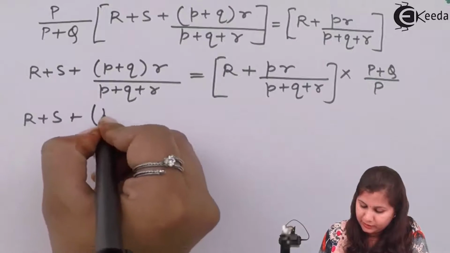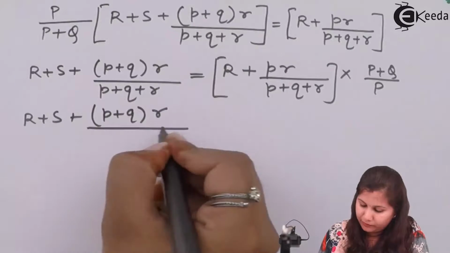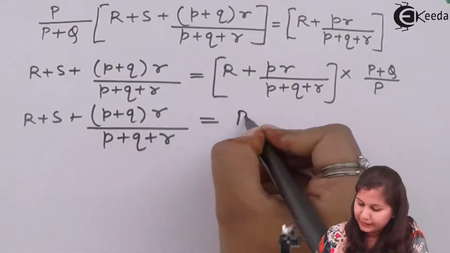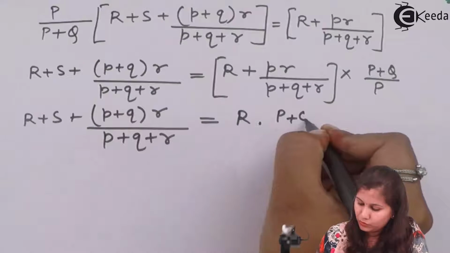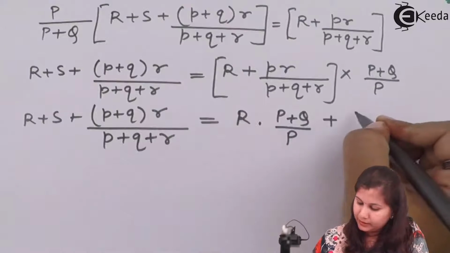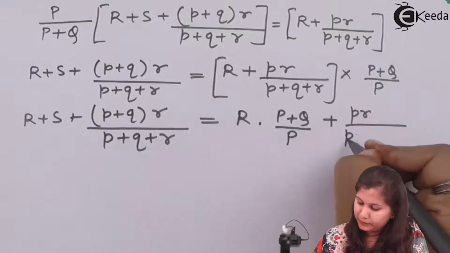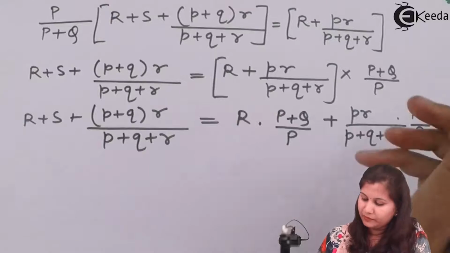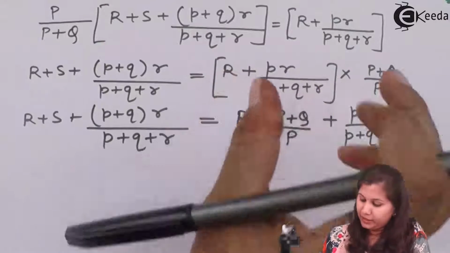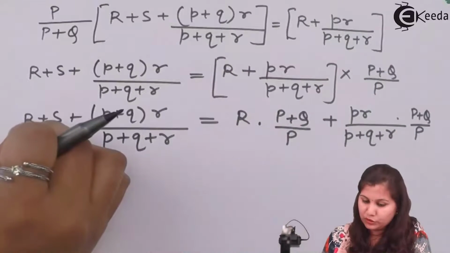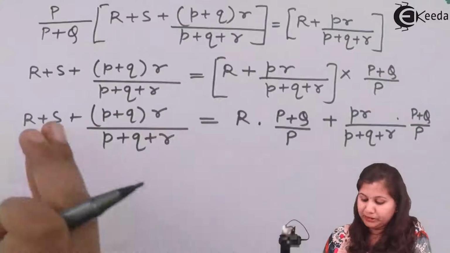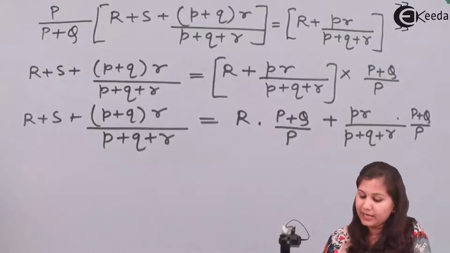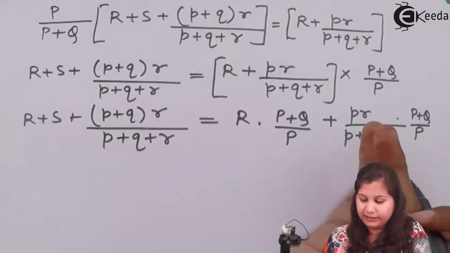First write it in some simplified form. We will multiply it inside. So what we will get: P plus Q upon P plus this PR upon P plus Q plus R into P plus Q upon P. We have multiplied it inside the bracket. Now this is the expression for R and this is also the expression for R. So we will bring the expressions in terms of R, or the coefficients of R, on the left hand side and all the other terms on the right hand side.